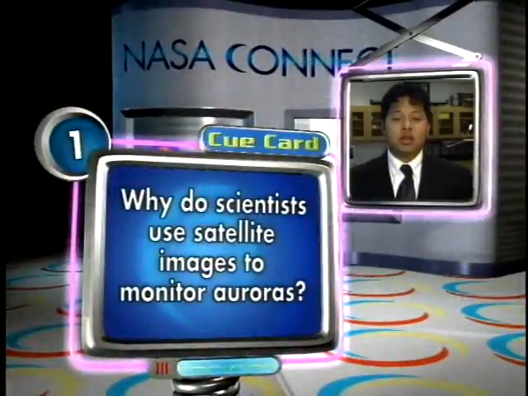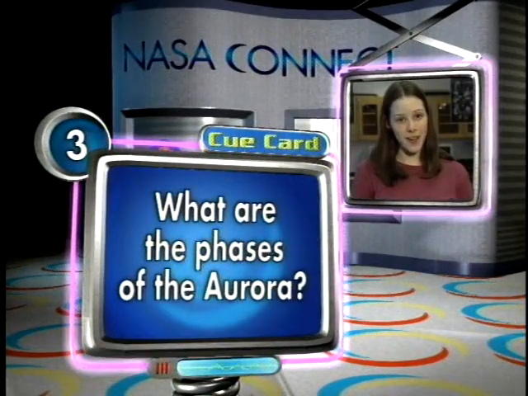Why do scientists use satellite images to monitor the auroras? In analyzing the graph, when do auroral activities increase? What are the phases of the aurora?